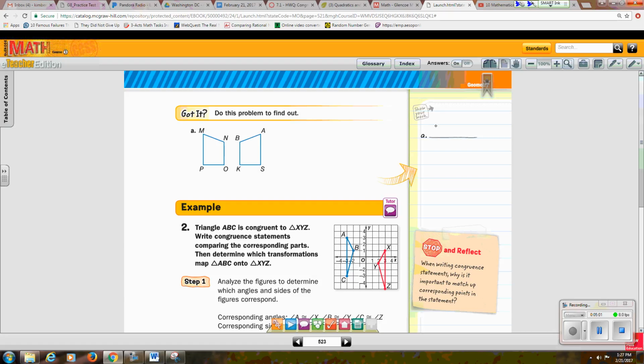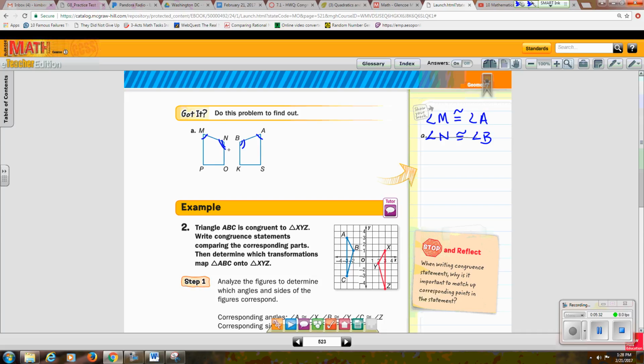Okay, so I'm going to do a couple of them for you. Angle M is congruent to angle A. And I'm going to go ahead and mark this angle with a little arc. And then angle N is congruent to angle B because I know they are corresponding. So I'm going to do 2 marks on this one. Okay? And then I don't want to assume that P and O and K and S are all right angles, but we can assume that in this situation.